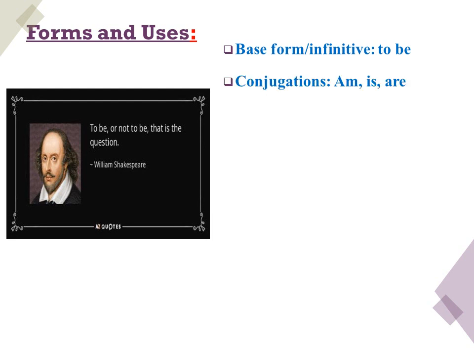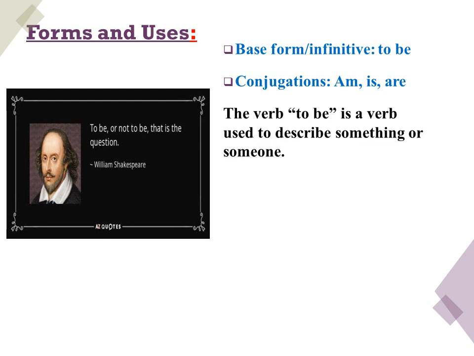Conjugations: am, is, are. So am is first person, is is third person, are is plural. All right? So remember, guys, this is the form of the verb to be in the simple present. Now, the verb to be is a verb used to describe something or someone. Describe, all right? When you describe someone or something.